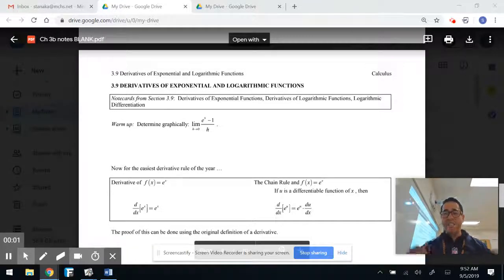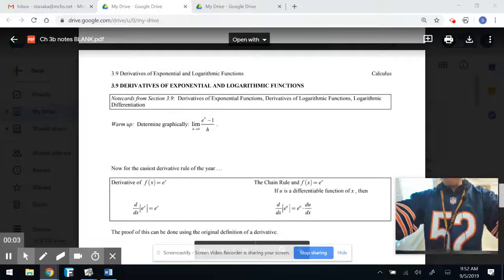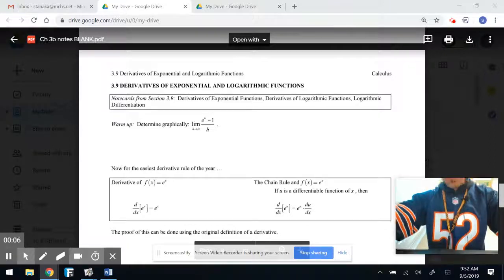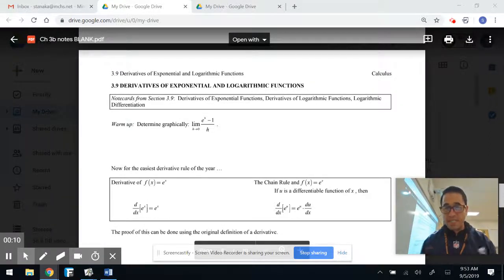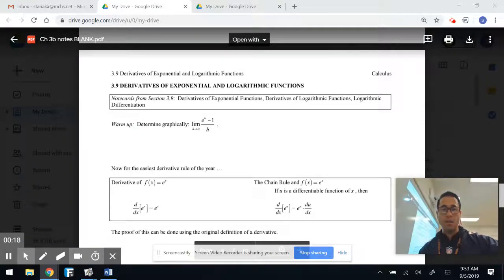Aloha class, it is Bears Packers tonight. Let's go Mac. 2 interceptions, touchdowns. If you're a Packers fan, remind me tomorrow in class to take away 100 points from your team. All right, here we go.